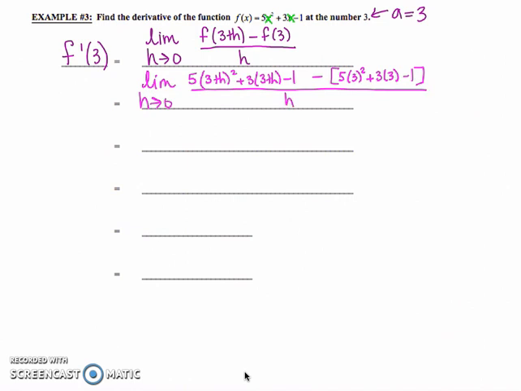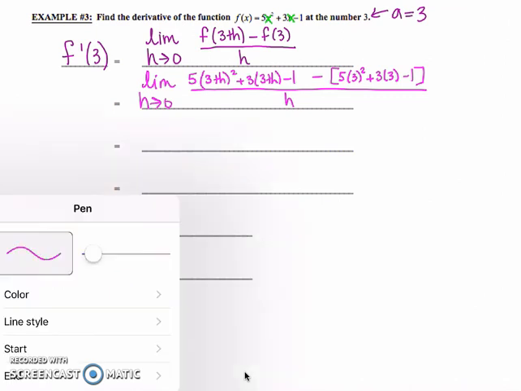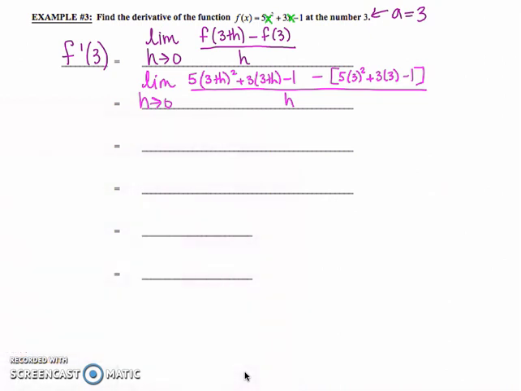And now obviously we have some math to do here. We've got some foiling to do and some distributive property to do, and then we're going to have like terms to combine. So we're just going to take this one step at a time. So in my next step, I'm going to do the foiling of the 3 plus h quantity squared, and I'm going to do the distributive property, and then in my brackets, I'm going to simplify that f of 3.